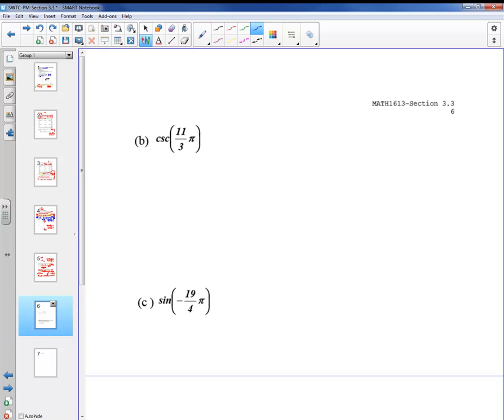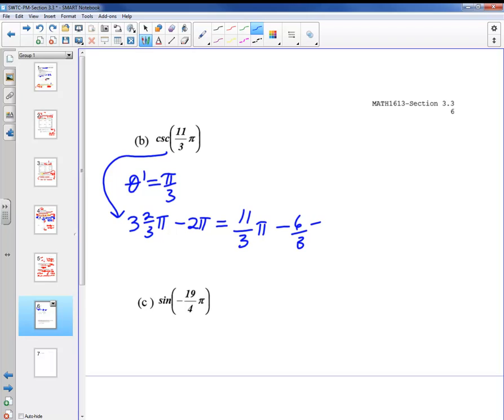Here's another one. The reference angle would be pi over 3, but I'm going to take that angle and write it as a mixed number, so that will be 3 2/3 pi. I'm going to subtract 2 pi. I'm going to change it into a fraction, so it's 11/3 pi, and this will be minus 6/3 pi, and subtract, and that's going to give you 5/3 pi, which, by the way, is 1 2/3 pi.